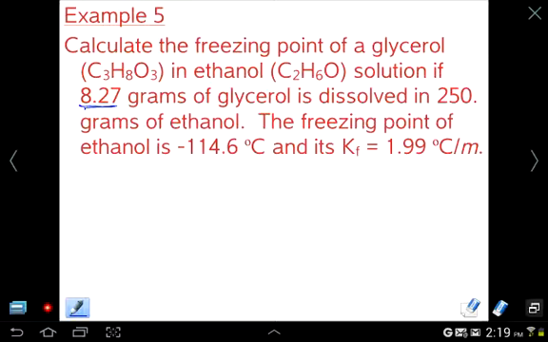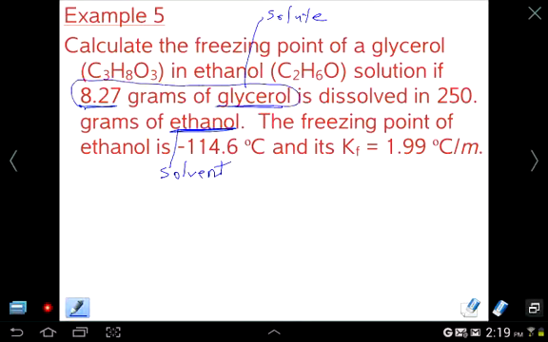So what we have is a solution not of water, but in ethanol. So this is our solvent here, and our solute then is glycerol. So we are dissolving glycerol in ethanol, is the idea. And we have this much glycerol, and we have this much ethanol. That's kind of the idea.